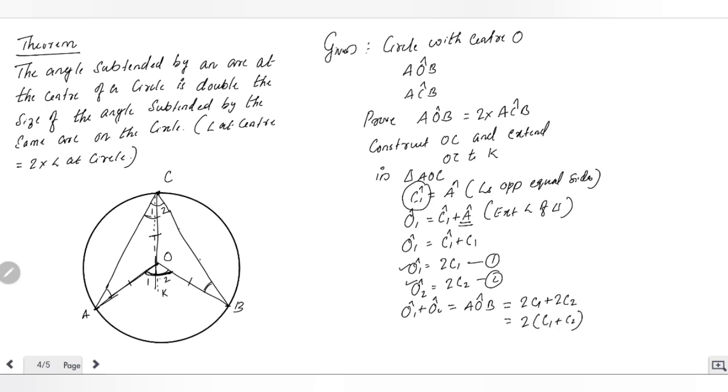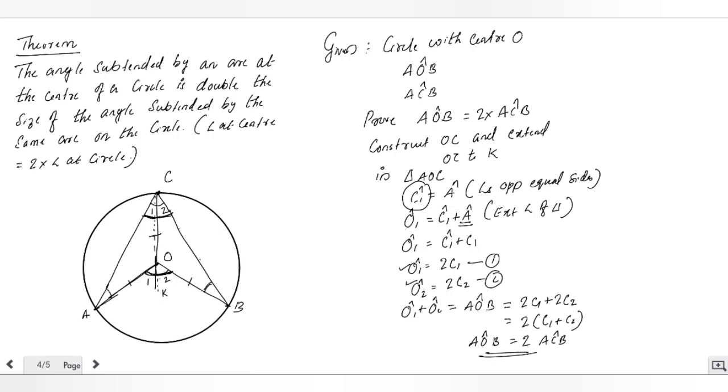That is the full C. C1 and C2 is full C, the same as ACB. So we can write AOB, that is the angle at the center, equals 2 times C1 plus C2, which is ACB. So we are done. So very important result: angle at the center is 2 times angle at the circle. So this is how we prove this. Okay, so very important one.